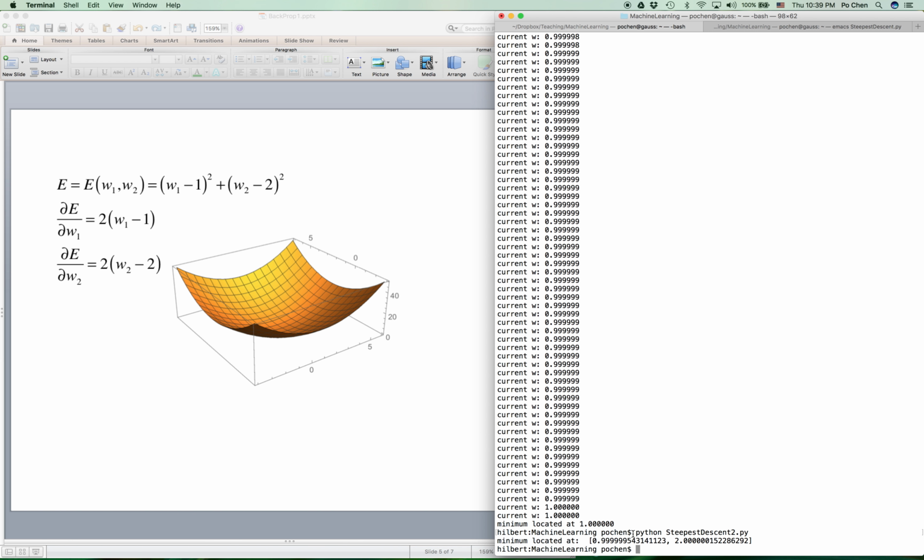So the minimum is located at 0.99999. That's close enough to 1. We know W1 has the optimal value of 1. And this is 2.000 something. This is the optimal value for W2, and we know that the optimal value for W2 is located at 2. If you account for the machine precision and also the precision that we used for stopping the iteration, then this is close enough to the true optimal values.